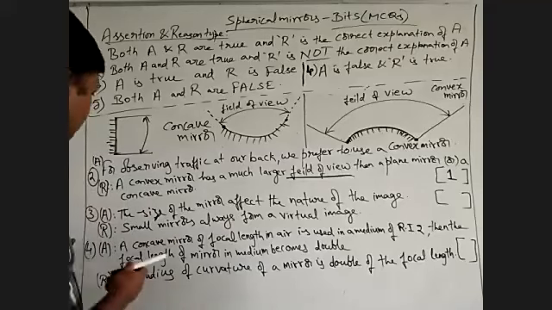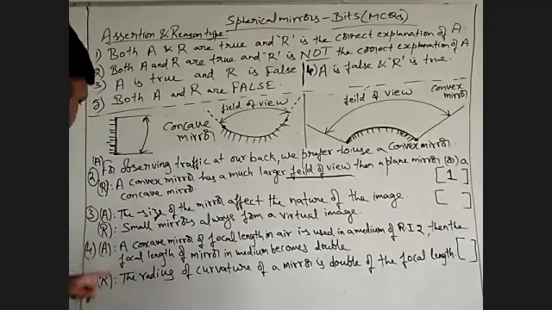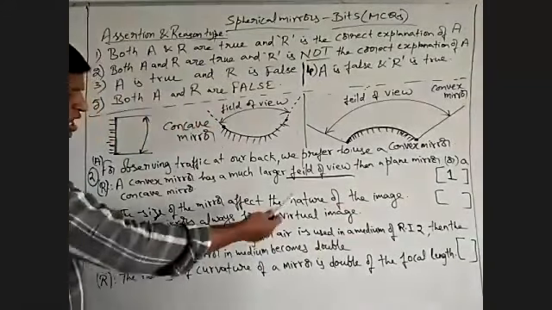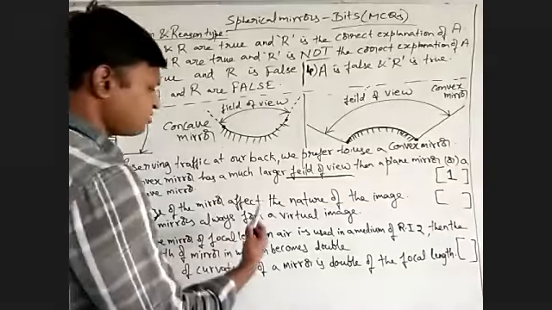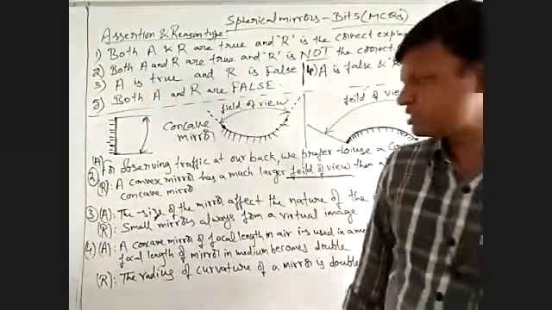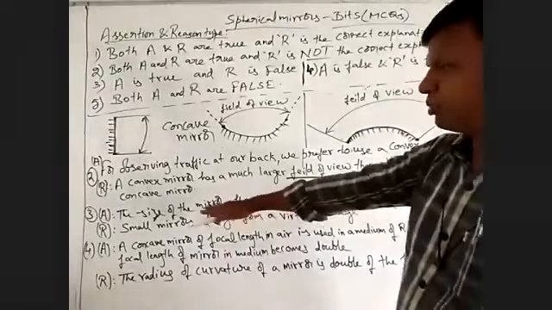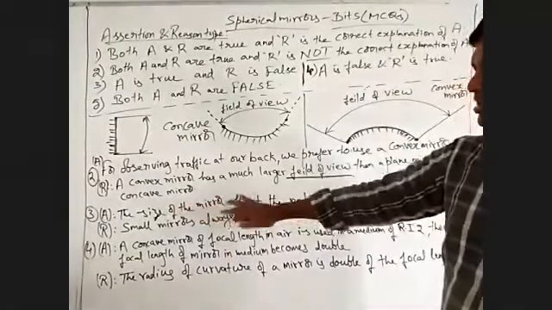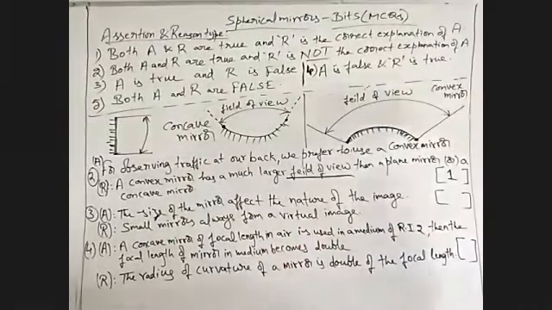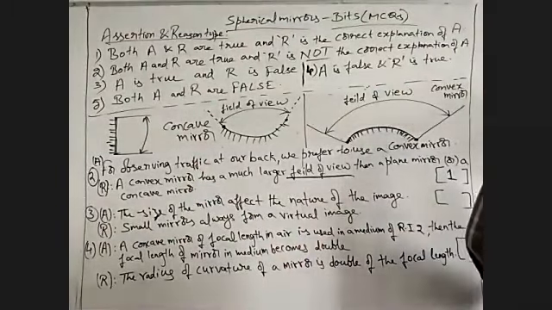Then we come to the next question. The size of the mirror affects the nature of the image, and small mirrors always form a virtual image. Always forming a virtual image is not correct. I hope both the statements, the assertion as well as the reason, don't have any meaning.